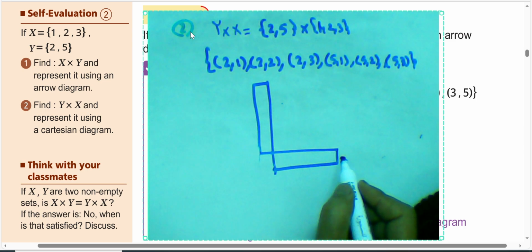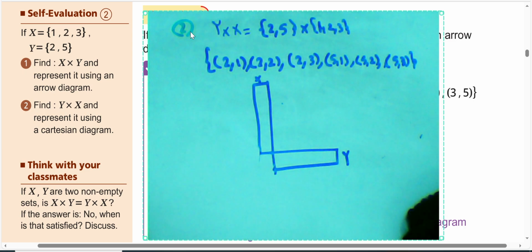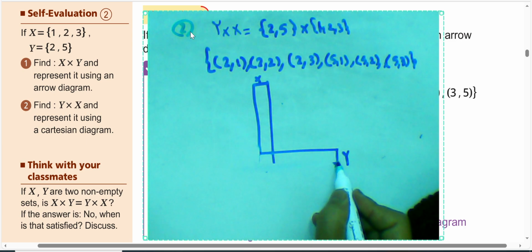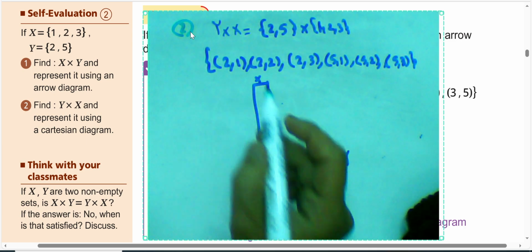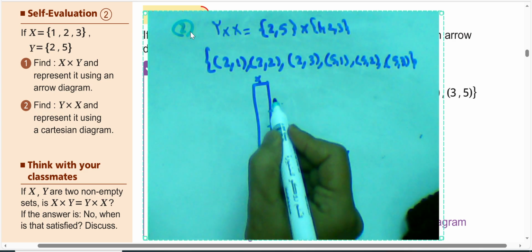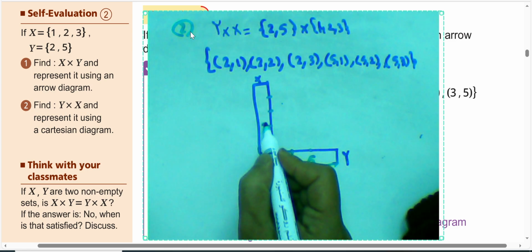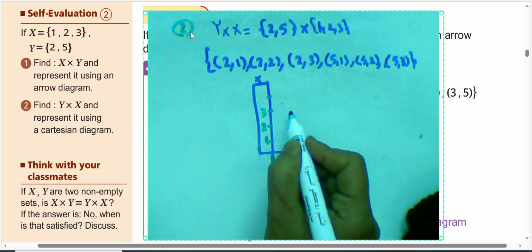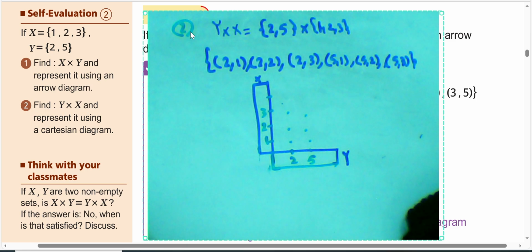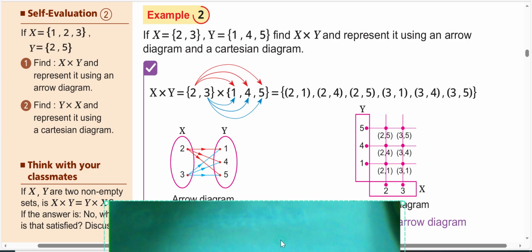For this Cartesian product, we can draw this vertical and horizontal. So we have first Y down here, and second X here. Write the elements of Y and the elements of X. Elements of Y are 2 and 5, and X is 1, 2, and 3. Then we find the image for each one, like this. It's a Cartesian diagram, okay? Next question.